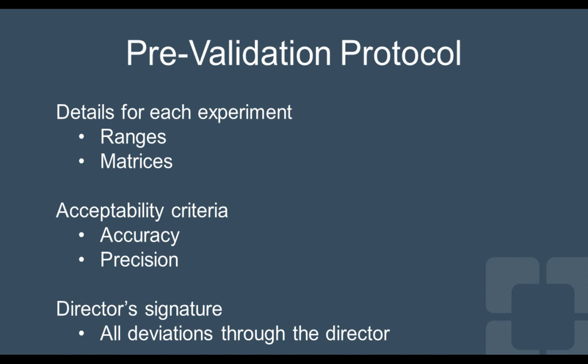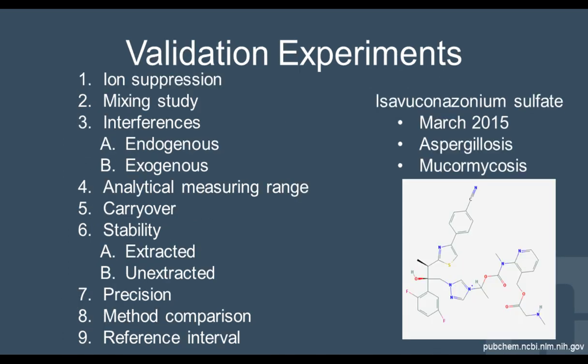The validation experiments typically performed for an LC mass spec validation include ion suppression, which we'll talk about in a moment, a mixing study, interferences, the reportable range, carryover, stability, precision, method comparison, and reference interval. For this presentation, I'll just focus on one, isavuconazole, which is the analyte that comes from the prodrug listed here. It was recently brought through FDA in March of 2015, almost 5 years ago, for the treatment of these 2 invasive fungal infections.